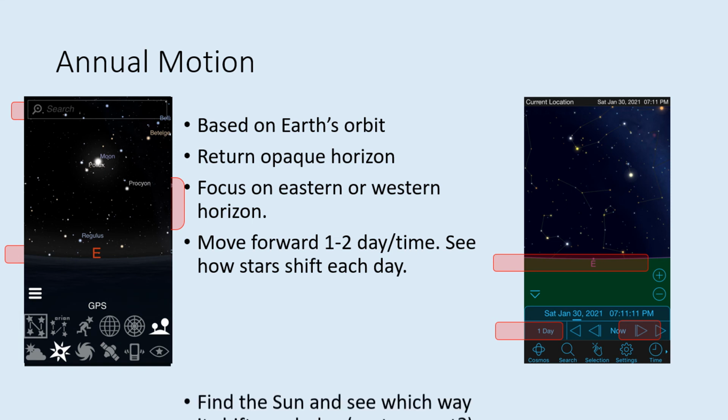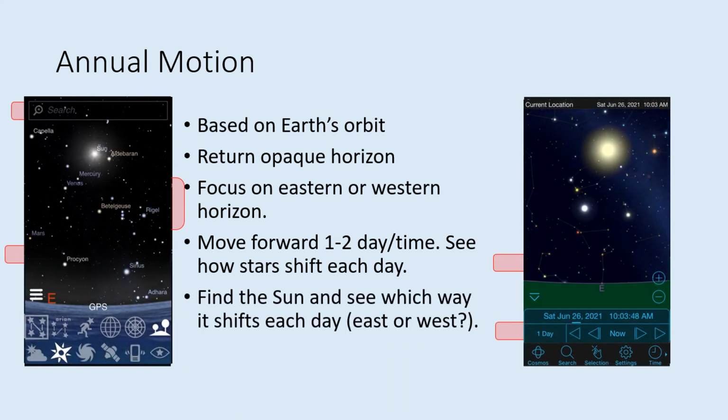Once you've found this part, try finding the sun in the sky. If the sun isn't currently above the horizon, you'll either have to adjust the time to daytime or make the horizon transparent again. Again, step forward by a day or two and see which direction the sun is moving against the background stars. Is it eastward or westward? Make sure you're comparing against the stars, not any planets that might be in that part of the sky. If you're not sure, turn the names of the planets back on.